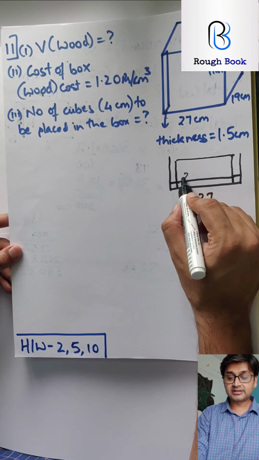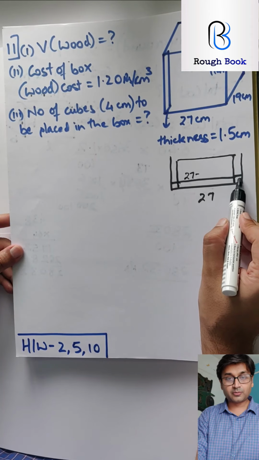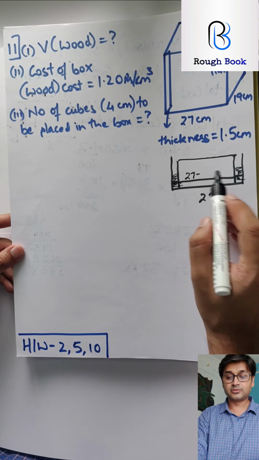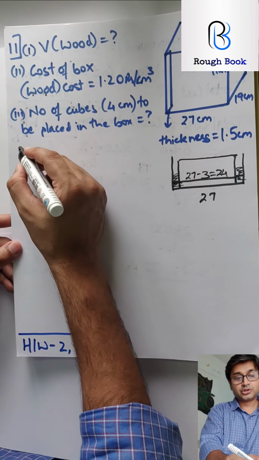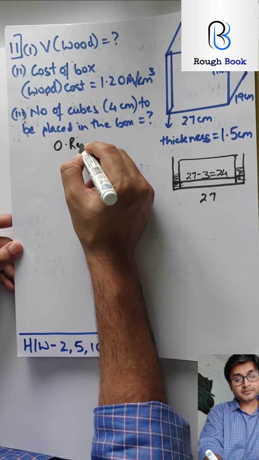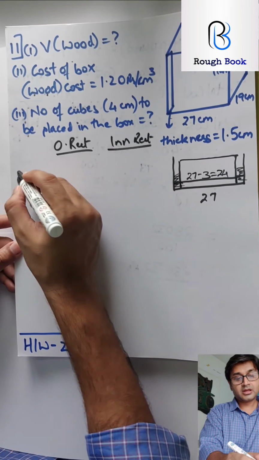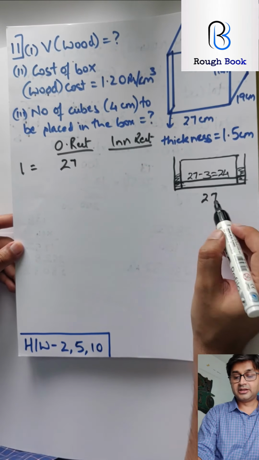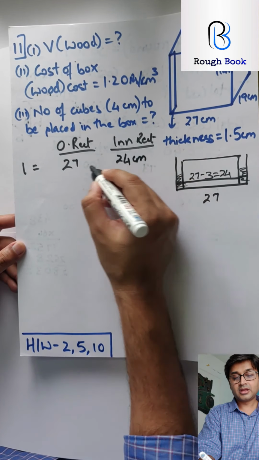So that will be 27 minus 1.5 from here, minus 1.5 from here, because there is wood over here, there is wood over here as well. So minus 3, that becomes 24. So you will first say outer rectangle, inner rectangle. Length, outer rectangle 27, inner rectangle 27 minus 3, so 24.